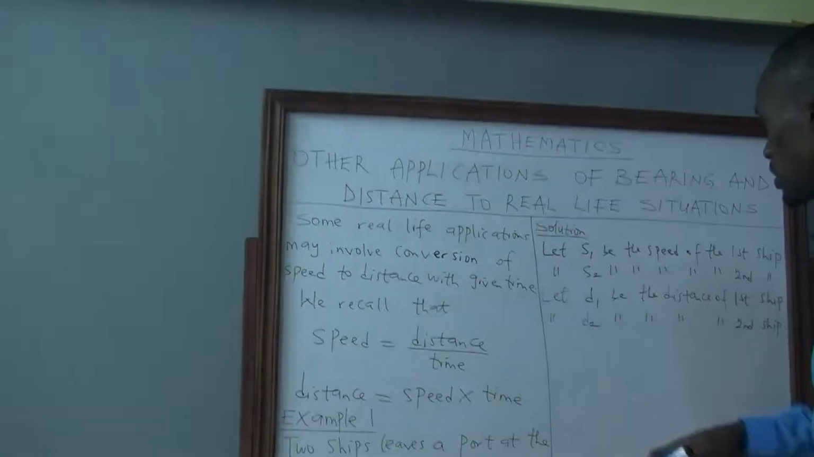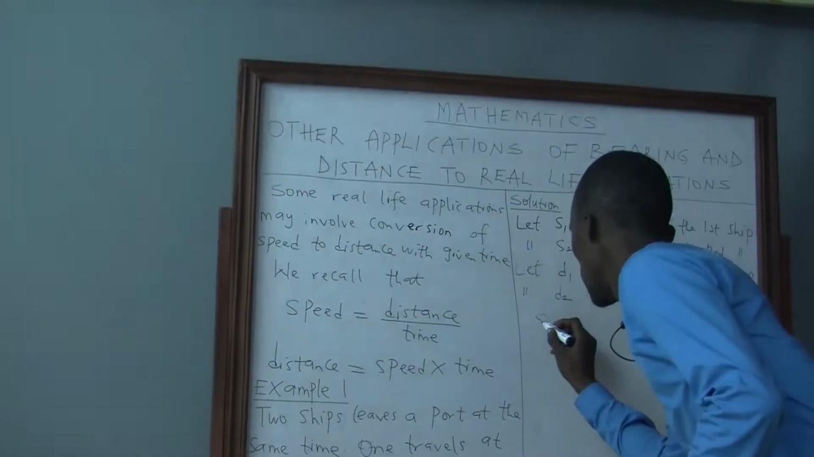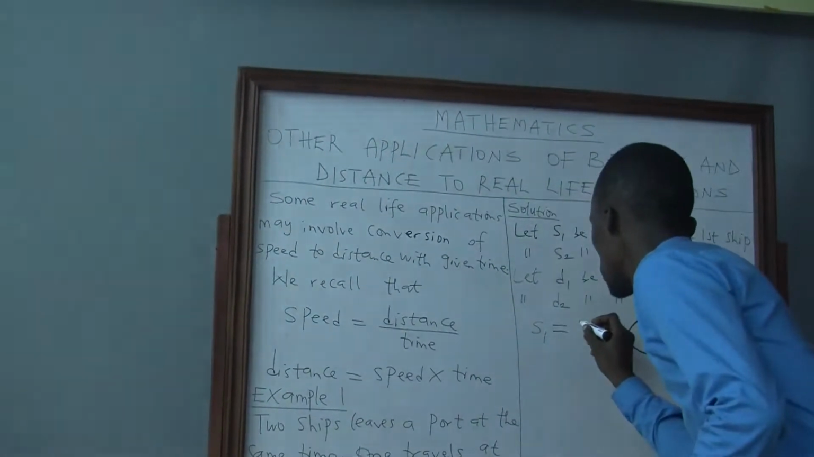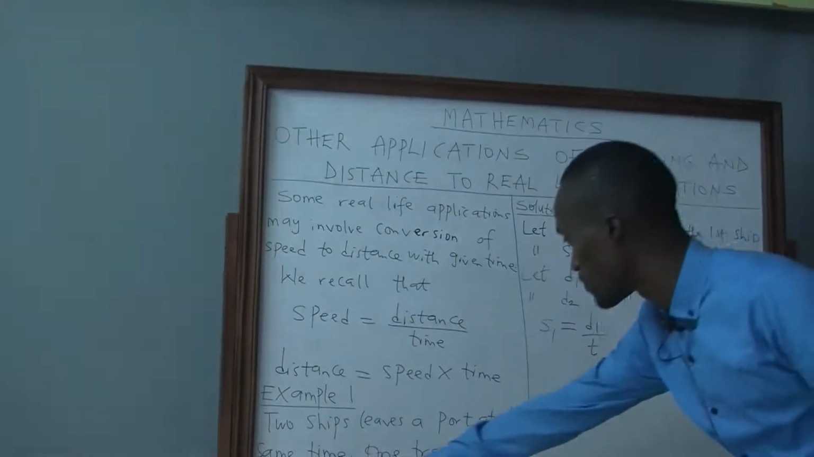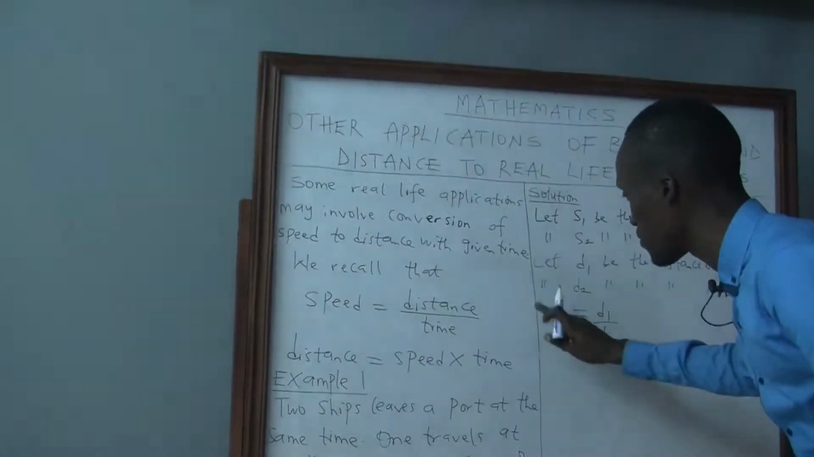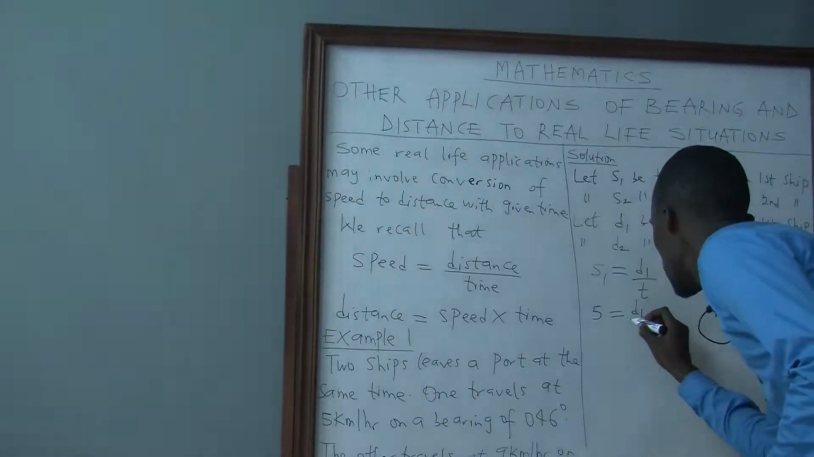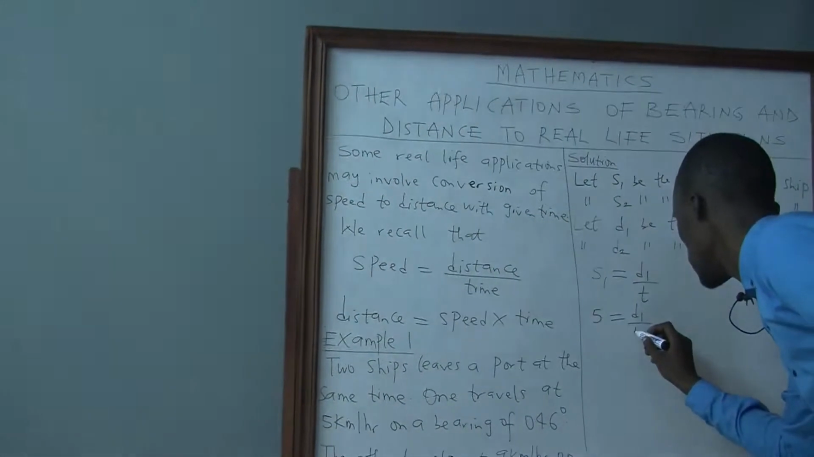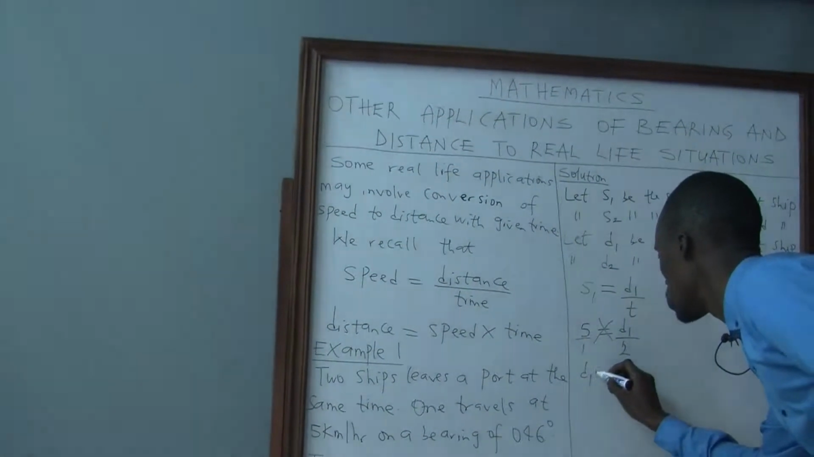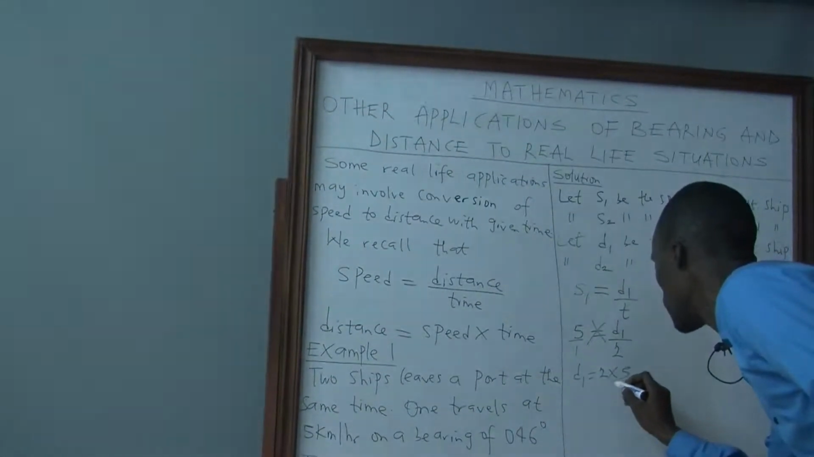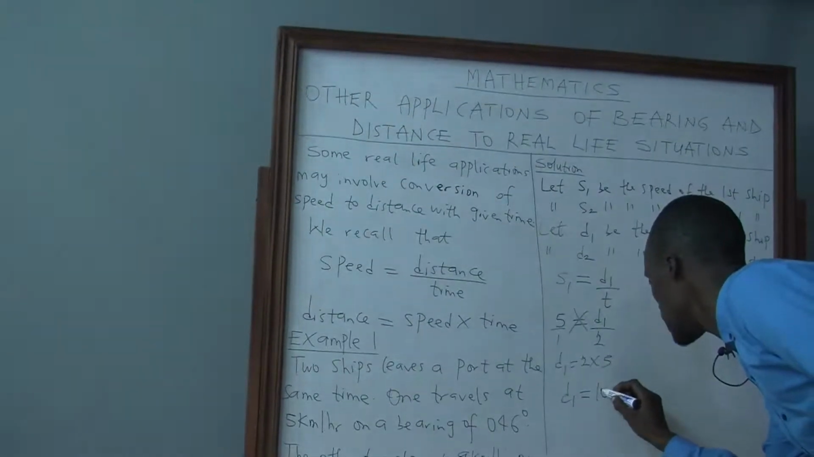Now from here, we replace this speed with S1 for the first ship. So we have S1 to be D1 over T. And we are given the first speed as 5 km per hour. So where we have S1, we replace that one with 5. We are looking for the distance of the first ship, and the time we are using is 2. So by cross multiplying from here, we have D1 to be 2 multiplied by 5. So the distance covered by the first ship is 10 kilometers.